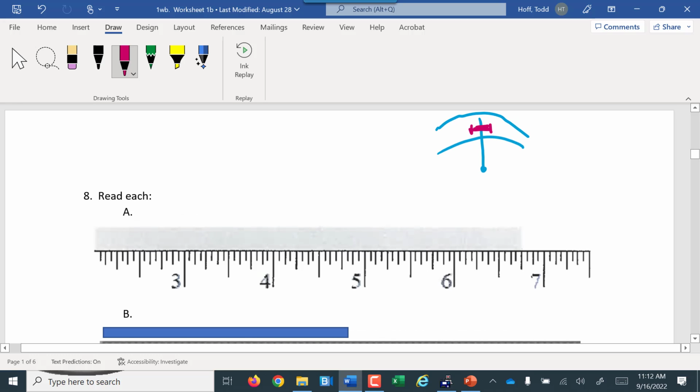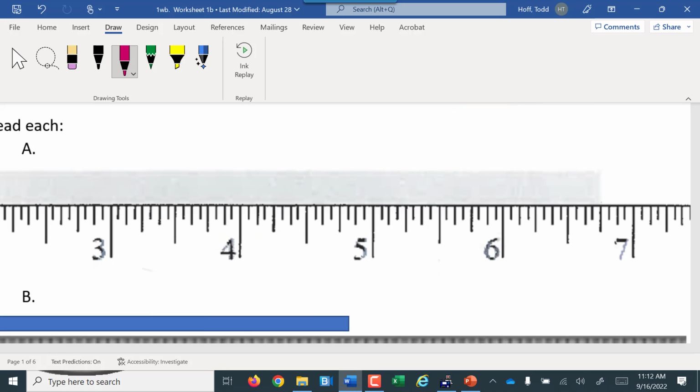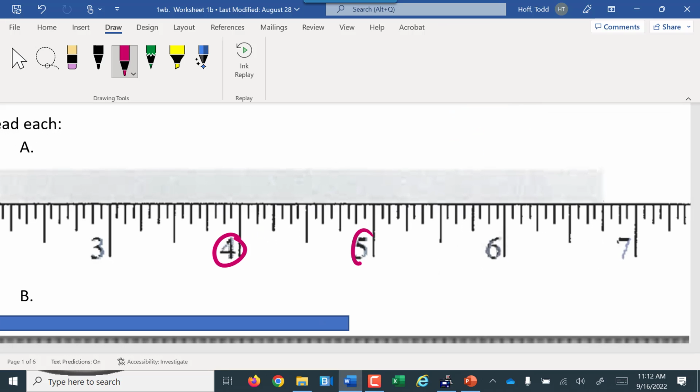We have to figure out what each individual space stands for. To do that, we look at two marked spaces. So we'll go from the 4 to the 5. Doesn't matter which two you pick as long as they're consecutive. Then we count the number of spaces between them. Here we have 1, 2, 3, 4, 5, 6, 7, 8. You probably don't have to count all of them out. You can tell when you're halfway. 8 times 2 is 16. There's 16 spaces, so each one of those spaces is a 16th of a unit. In this case, it's a 16th of an inch.